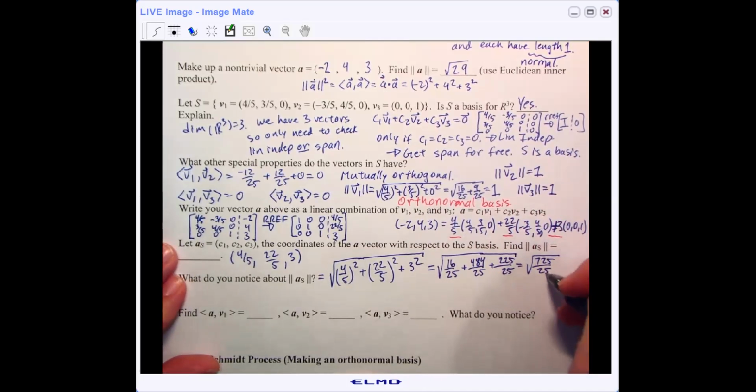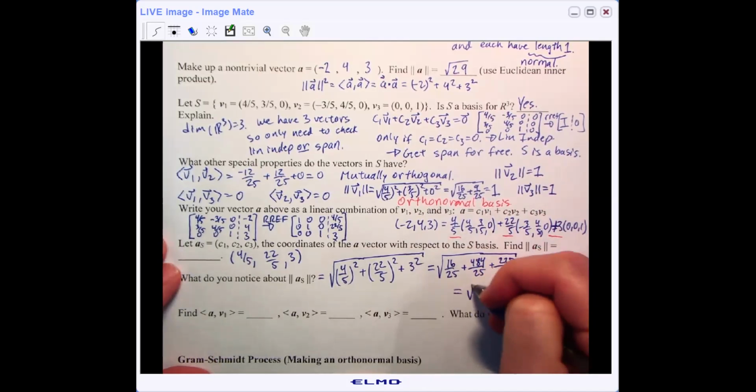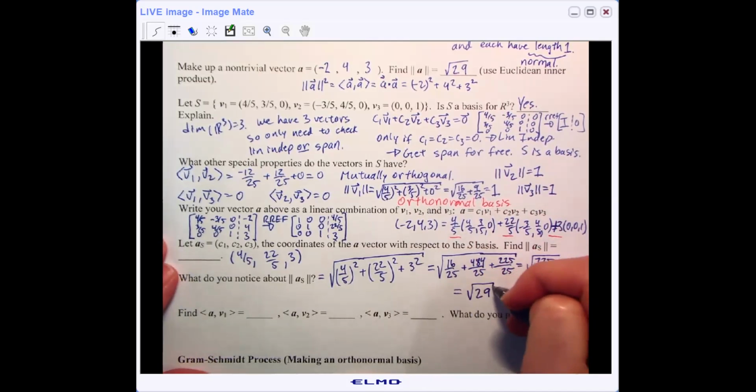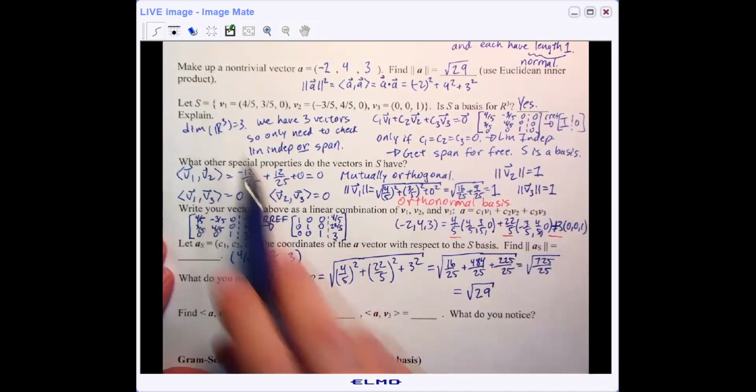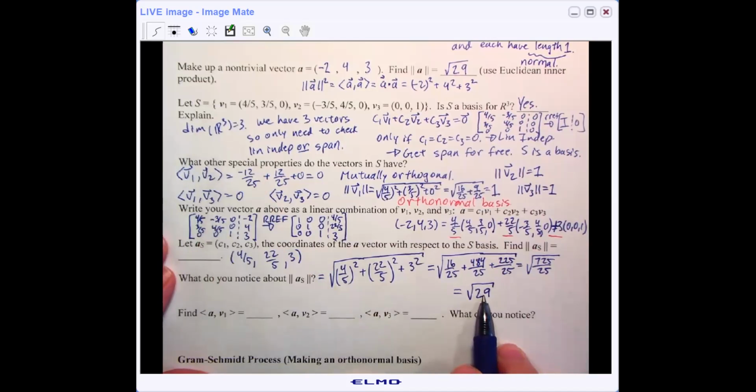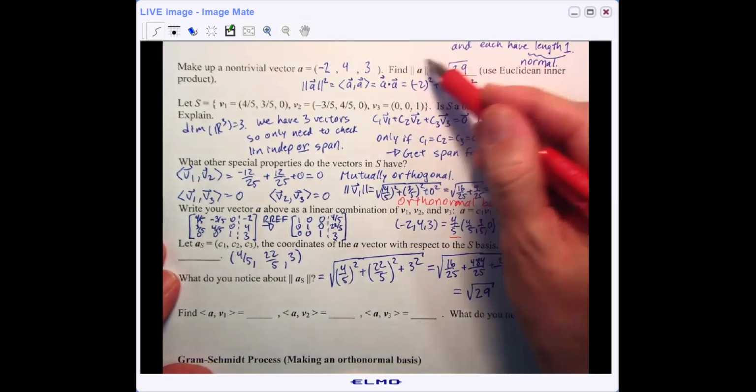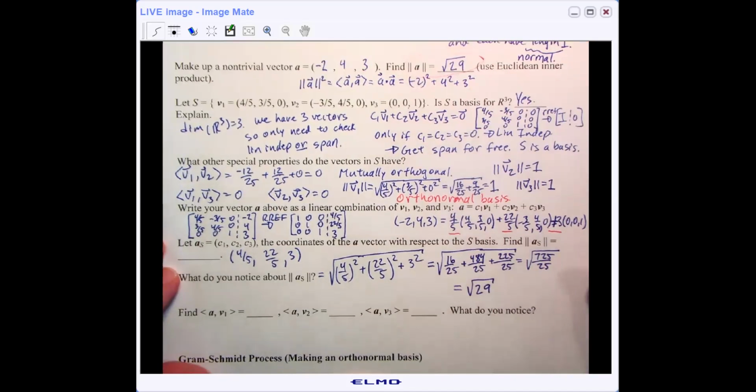725/25. Let's see, I think 25 will go into that. In fact, it will go in 29 times. So the magnitude of this vector with respect to the S basis is square root of 29. Hey, that's pretty cool, because it's actually the same as the magnitude of the vector with respect to the original IJK basis. So to keep these about 10 minutes, let me stop there and we'll pick up in the next video.